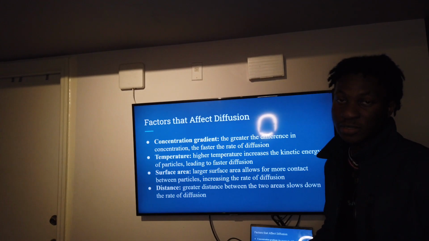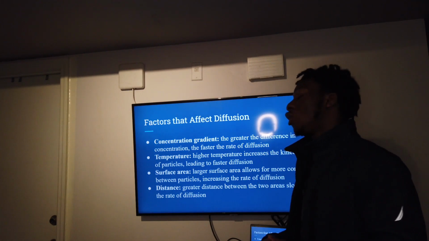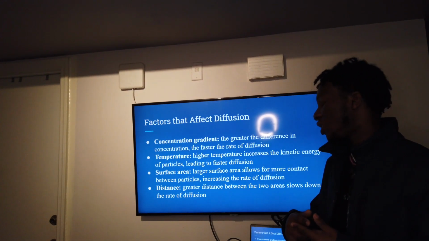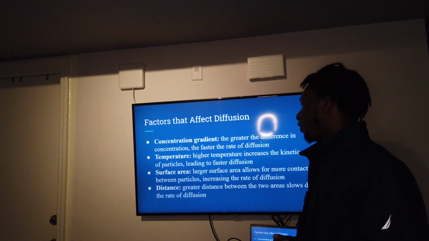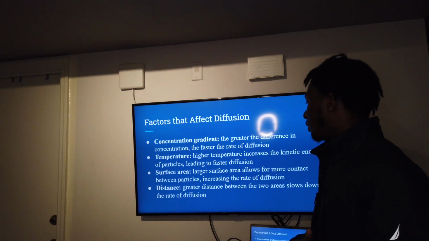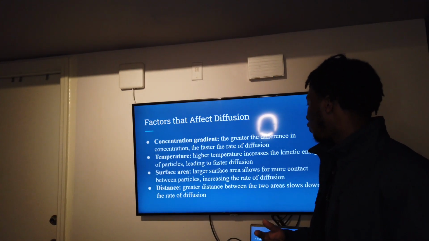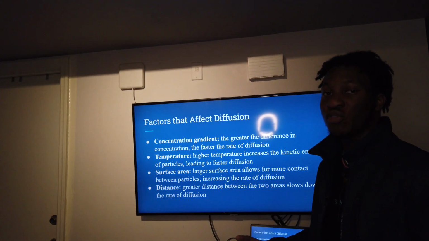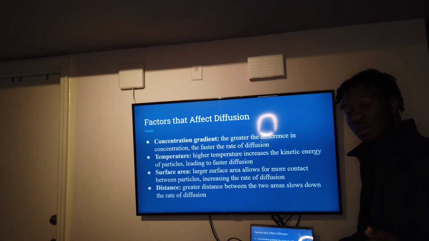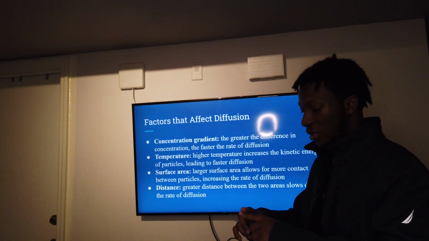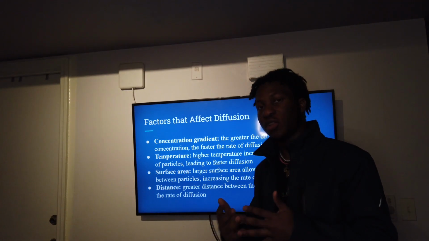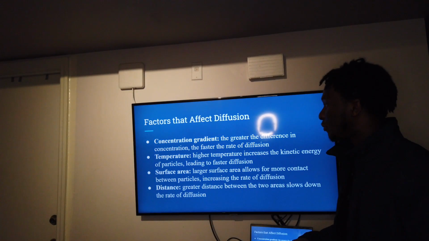Another factor affecting diffusion is surface area. Large surface area allows for more contact between particles, increasing the rate of diffusion. Last of all, distance. Distance between the two areas slows down the rate of diffusion. So when there's a larger distance between the particles, the rate of diffusion slows down.